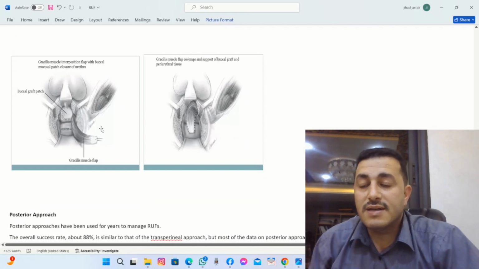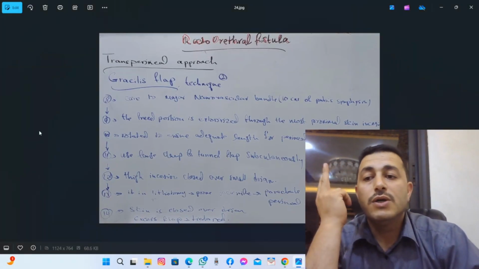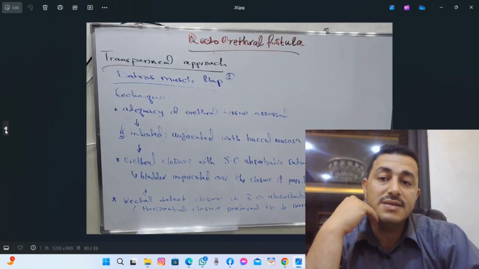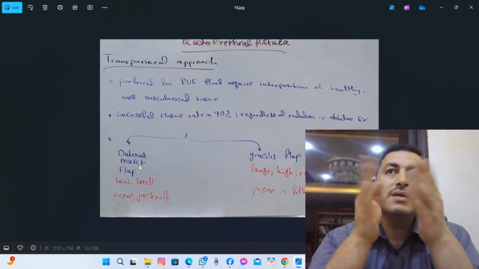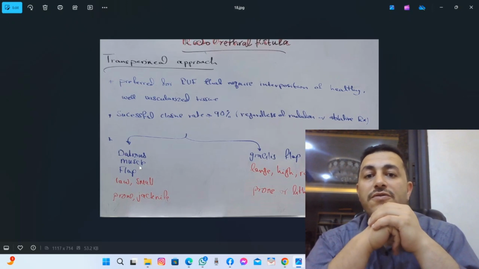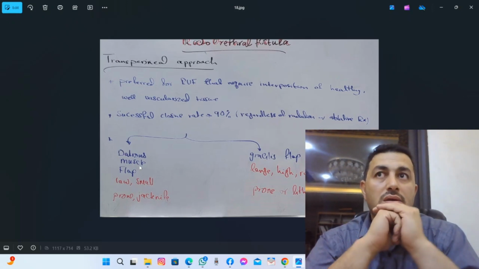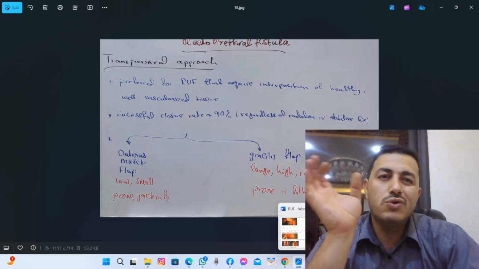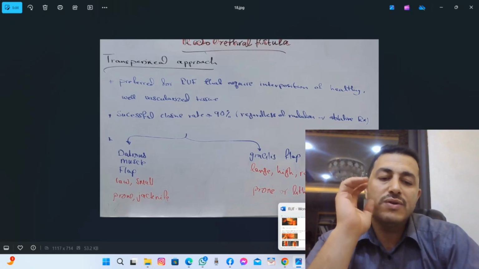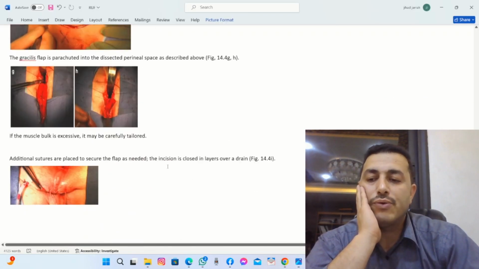Actually, this is the gracilis muscle. So we have 2 approaches. Again, what's important: we have 2 approaches, the gracilis and the dartos muscle. The dartos muscle is the simplest one for a low-lying fistula. Gracilis is for a higher, larger defect, because it's a large muscle and usually we need to modify its size. We need to cut off part of the muscle. Okay, these are the transperineal approaches.